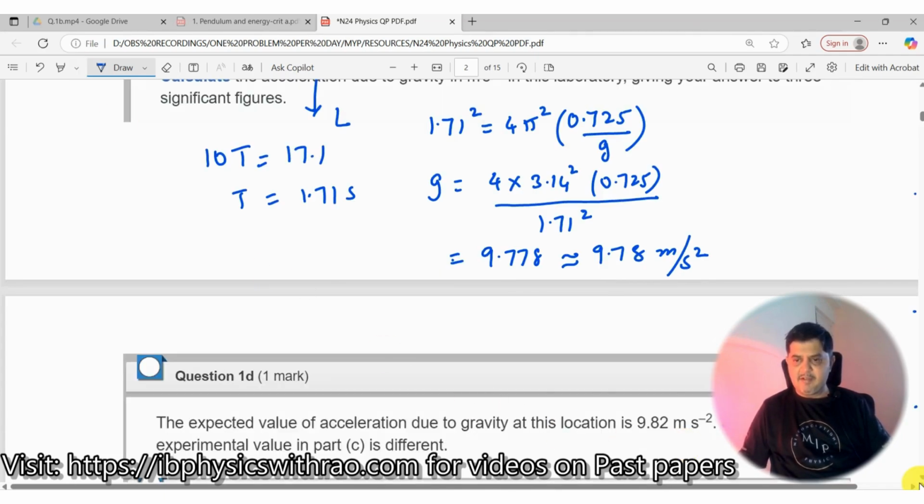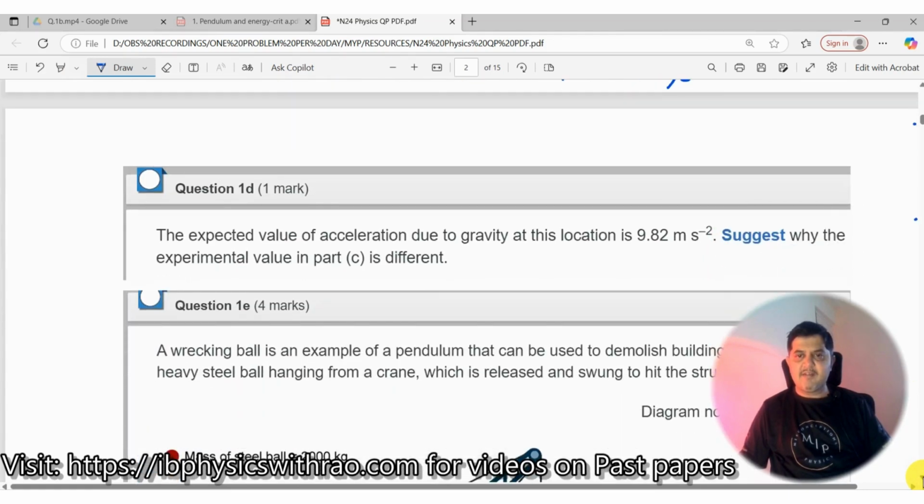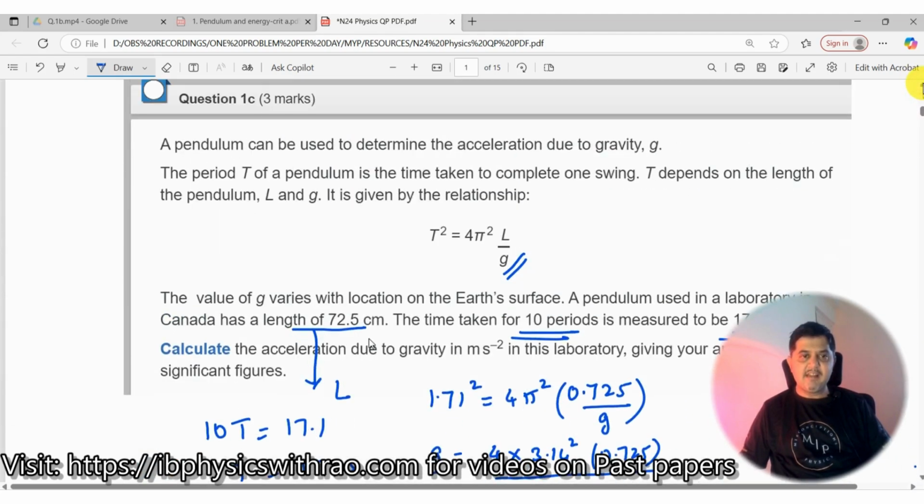Now, what's the next question? The expected value of acceleration due to gravity is 9.82. Suggest why the experimental value in part C is different. What is the reason? How do we know this? Let me read the question once again. What does it say? There is one important clue here. Why is this clue given here?